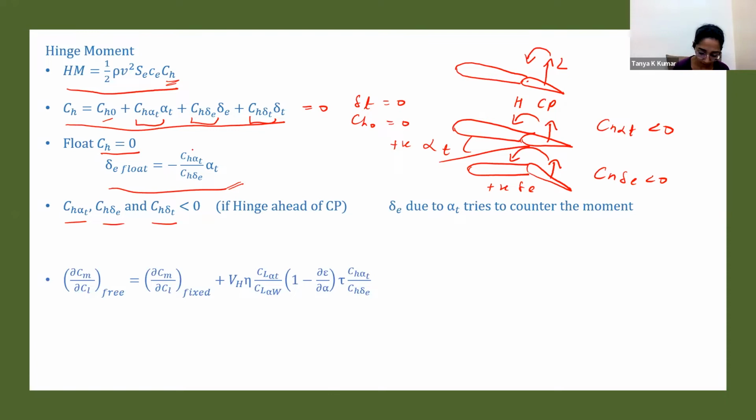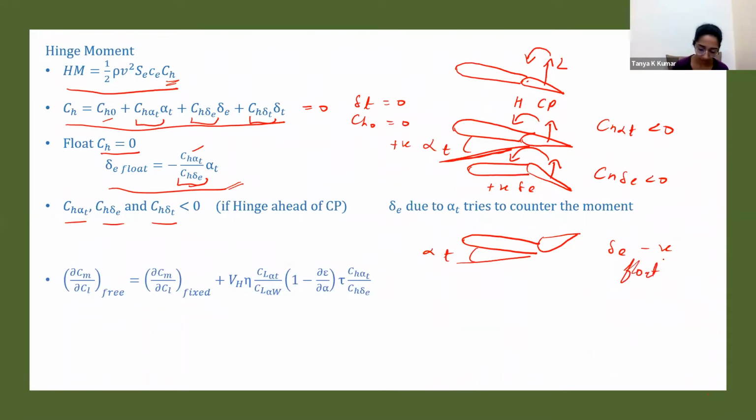Now we know that this quantity is negative and this is also negative, so this overall term is positive. What that means is that for a positive angle of attack at the tail, you have a negative delta E float. So when the tail is subject to a positive angle of attack, your freely floating elevator will be floating upwards. Negative delta E means your elevator floats upwards. That is the delta E float.